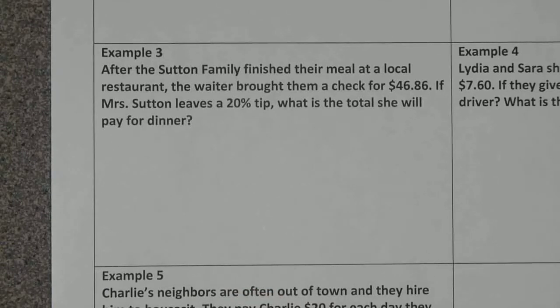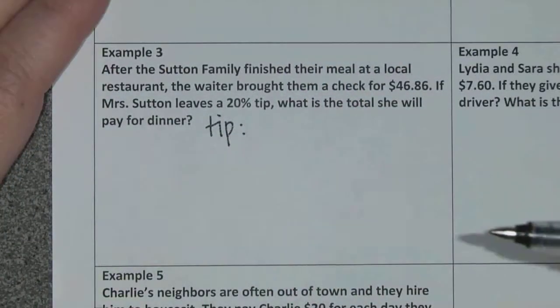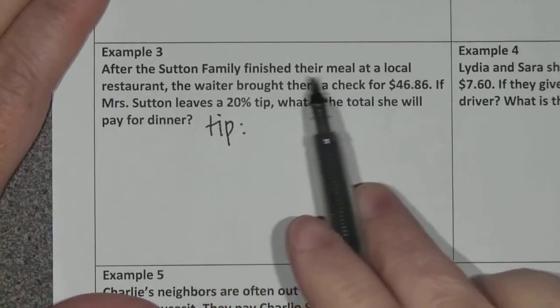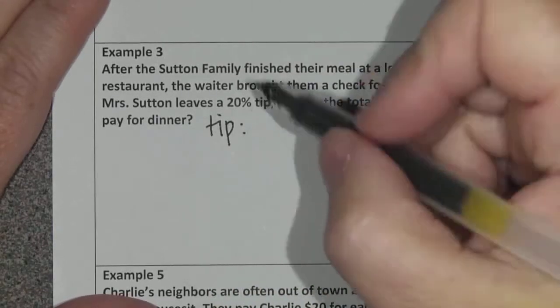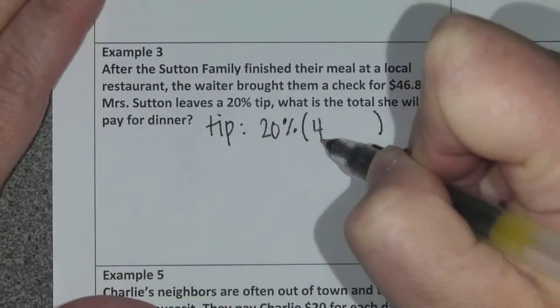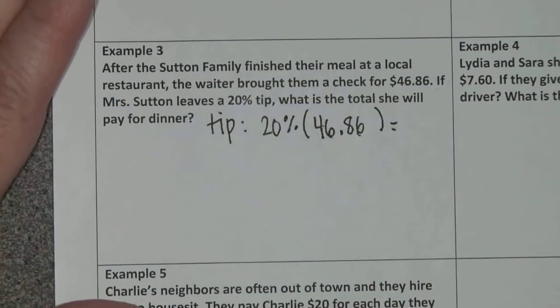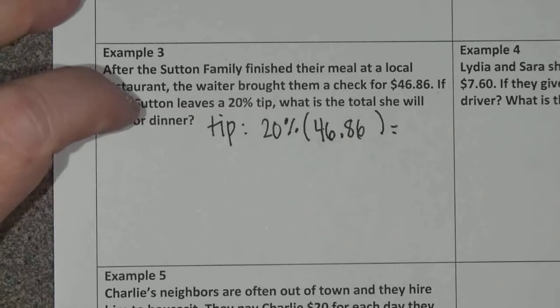Example 3. After the Sutton family finished all their meal at a local restaurant, the waiter brought them a check for $46.86. If Mrs. Sutton leaves a 20% tip, what is the total she will pay for dinner? So first of all, you guys, we have to find the tip. So 20% tip is going to be 20% times the total check, right? So I taught you how to use the percent key on your calculator. So just do 20% times 46.86, and let's get the amount of money for the tip.